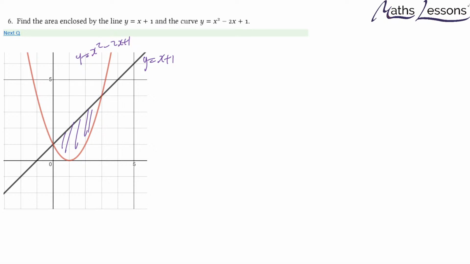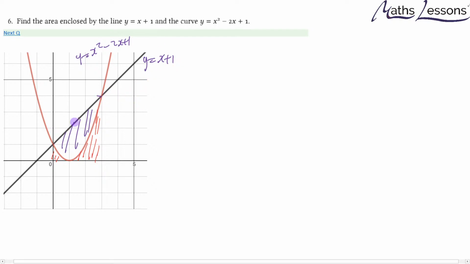So if we were to find the area underneath x plus 1 and then subtract from that the area under x squared minus 2x plus 1, because integrating finds the area between the curve and the x-axis, then we would get our purple area here. So I'm going to do it that way.